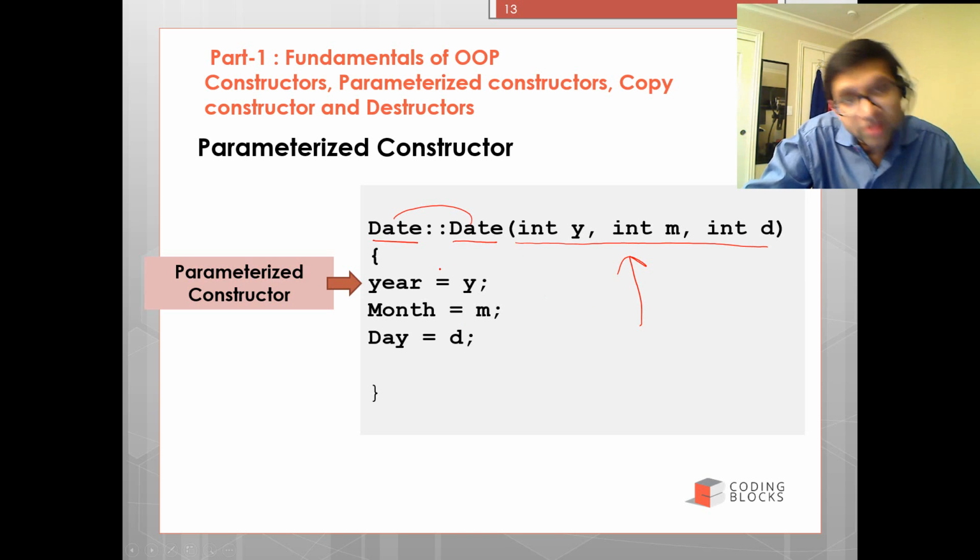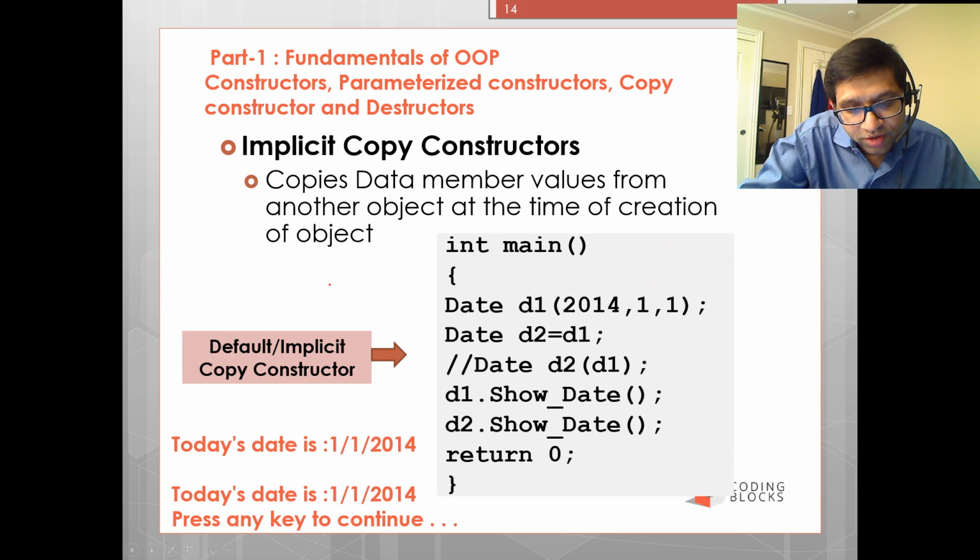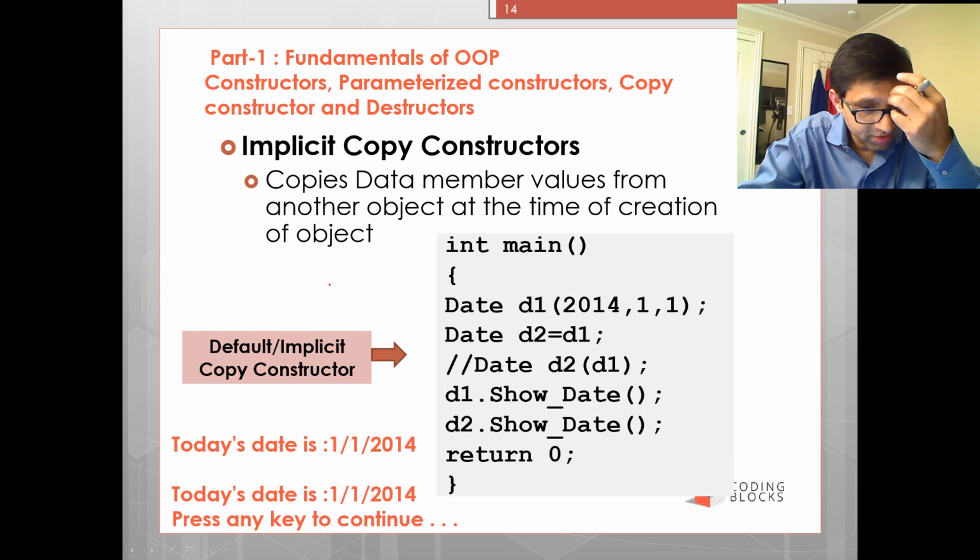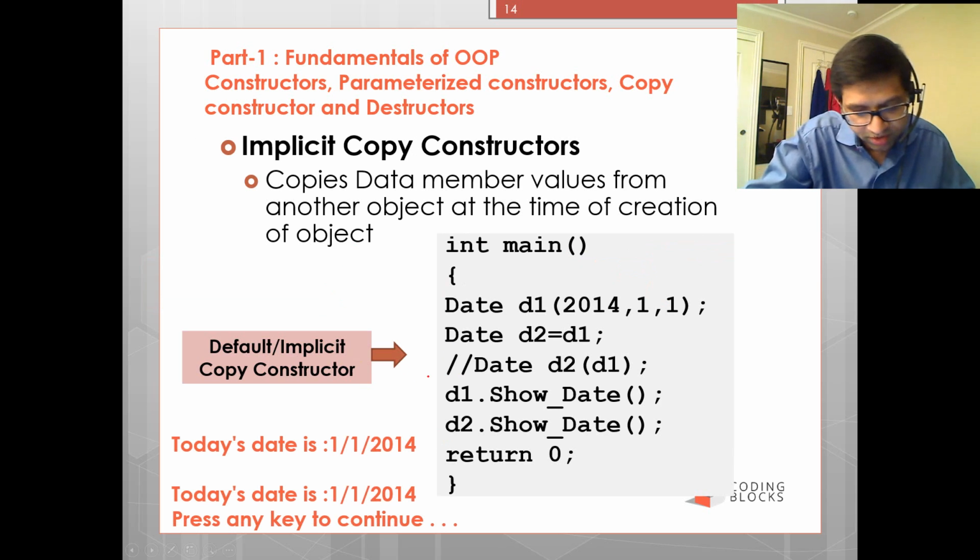So this is another constructor in the date class, which is a parameterized constructor, because we are passing the parameters to this constructor. So we are passing year, month, and day, and we are initializing our data fields, our data members with these values. Let's see the code, and then I'll come back to this copy constructor.